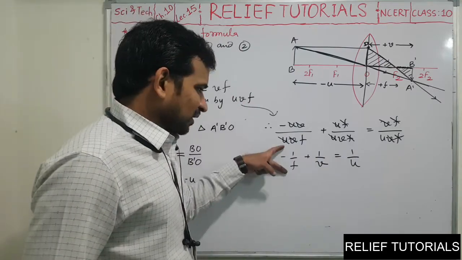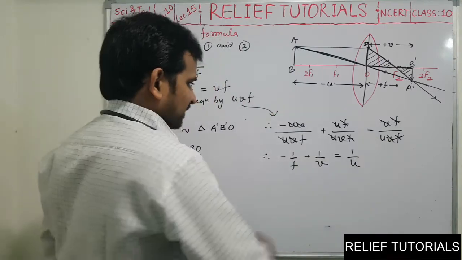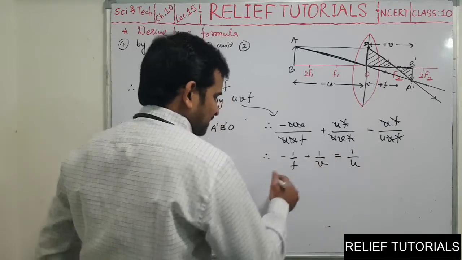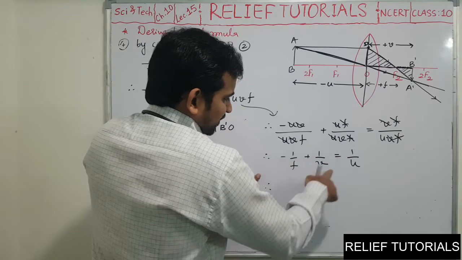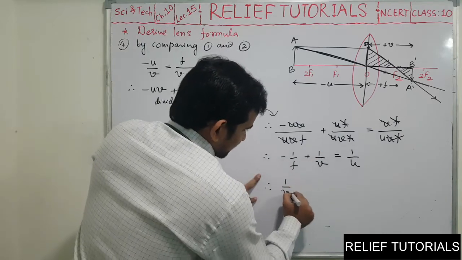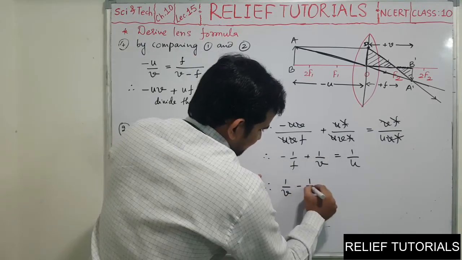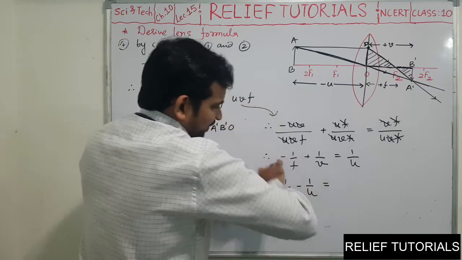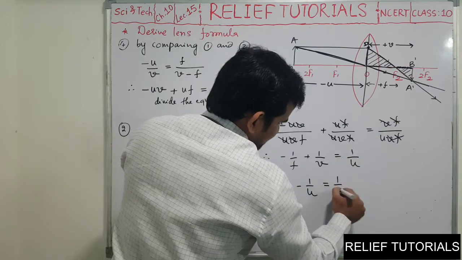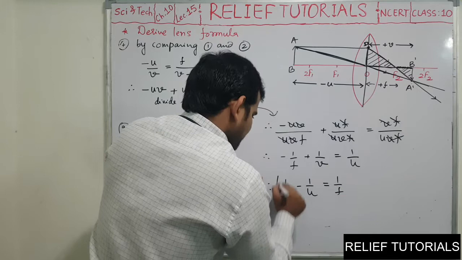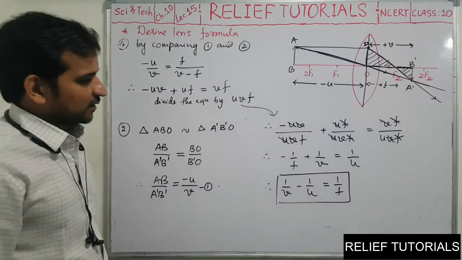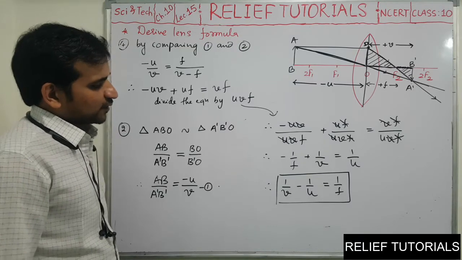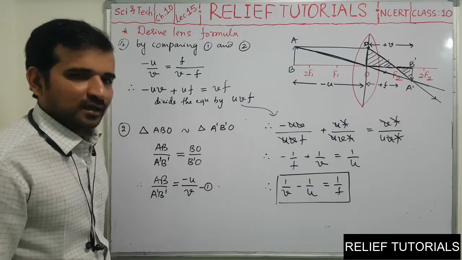Let us take this focal length term on the right hand side and object distance term on the left hand side. So finally we will get the formula. Look at here please. It's 1 by V minus 1 by U is equals to, take these on the right hand side, should be plus 1 by F. So this is our lens formula. It is 1 by V minus 1 by U is equals to 1 by F.